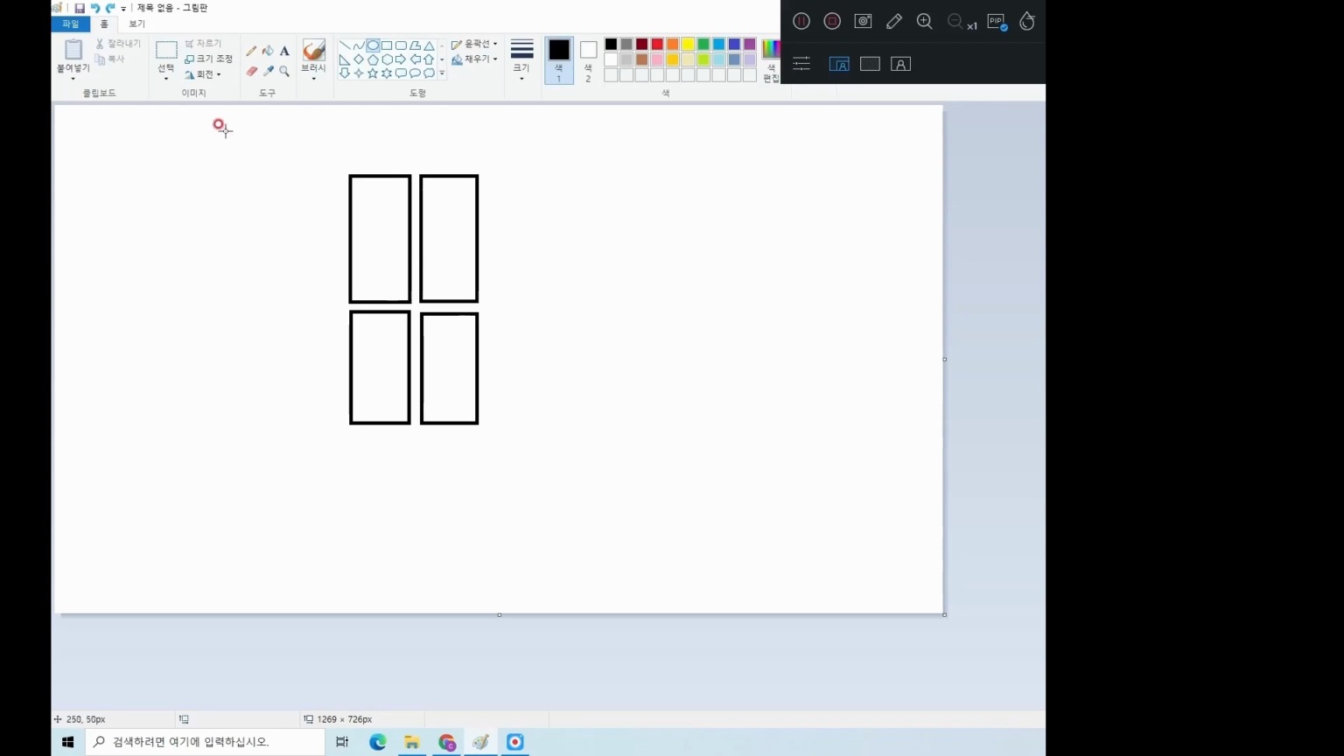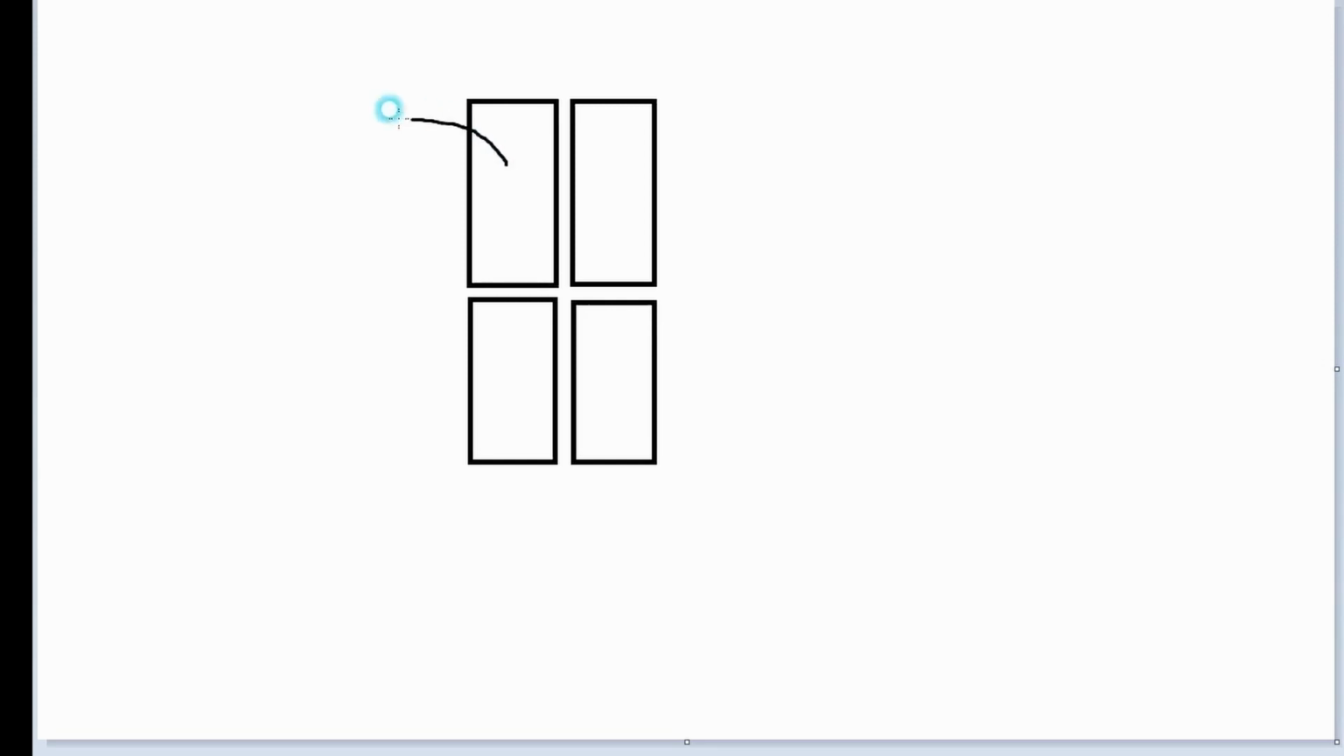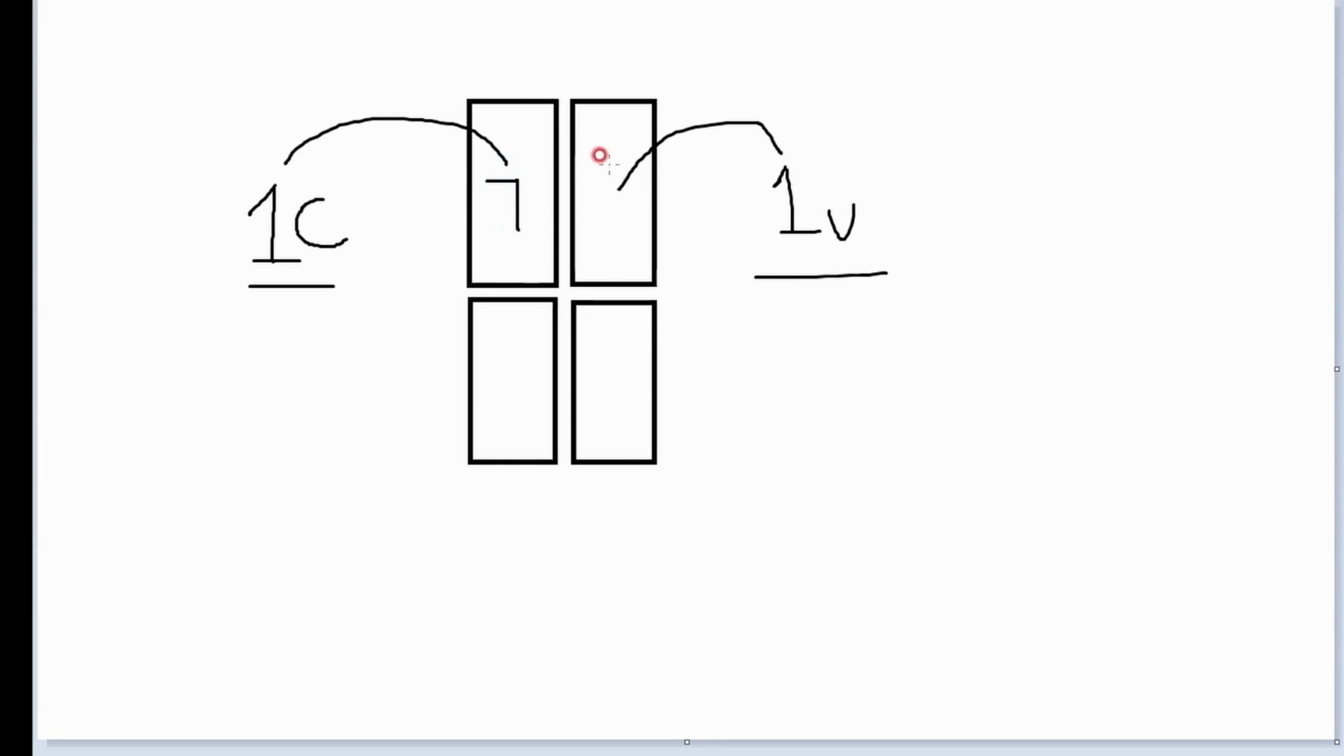So in Korean, we have to imagine that there are 4 boxes like so, and the top left box represents first consonant. The top right box represents first vowel. In order to make a one-syllabled word in Korean, we have to have at least one consonant and one vowel. For example, the consonant g and the vowel a. Consonant g, vowel a. That is pronounced ga, which means go.